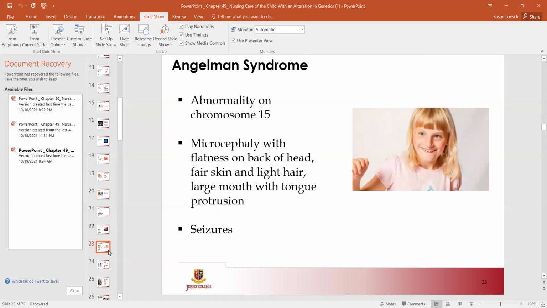The Angelman syndrome, remember I said they're going to have the light skin, the light hair, flatness at the back of the head. The head's going to be a little bit smaller for the body, the large mouth with the protruding tongue and seizure potential.